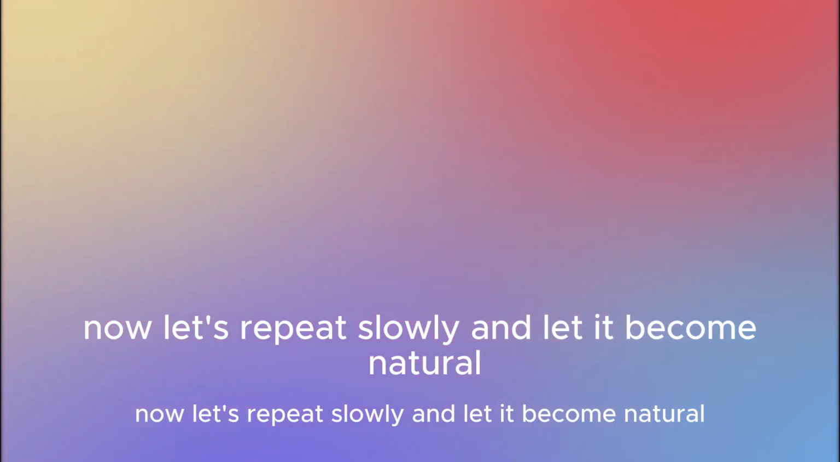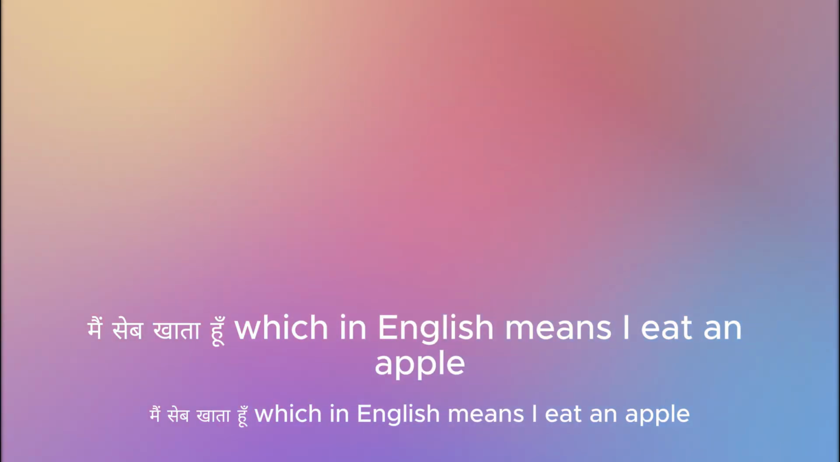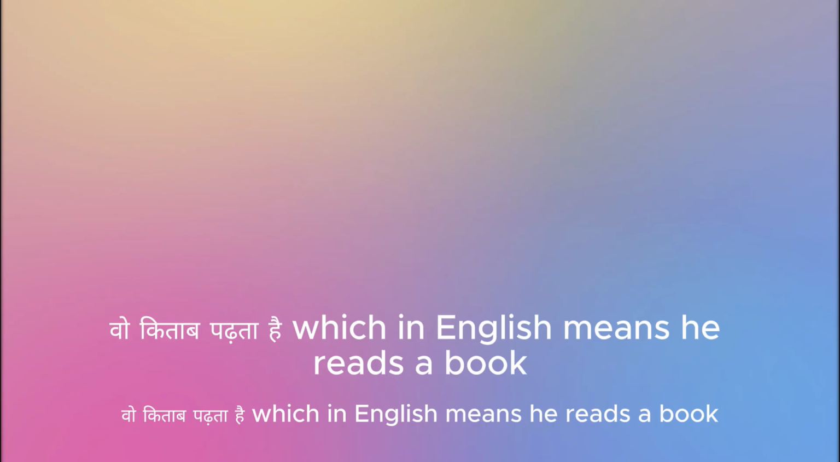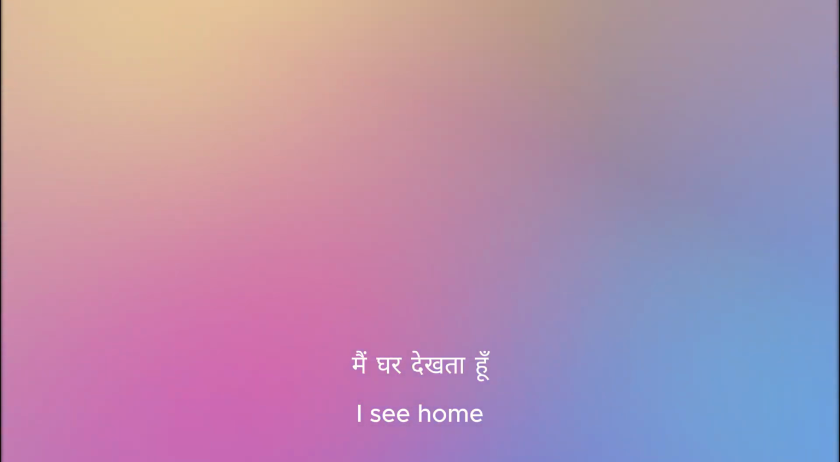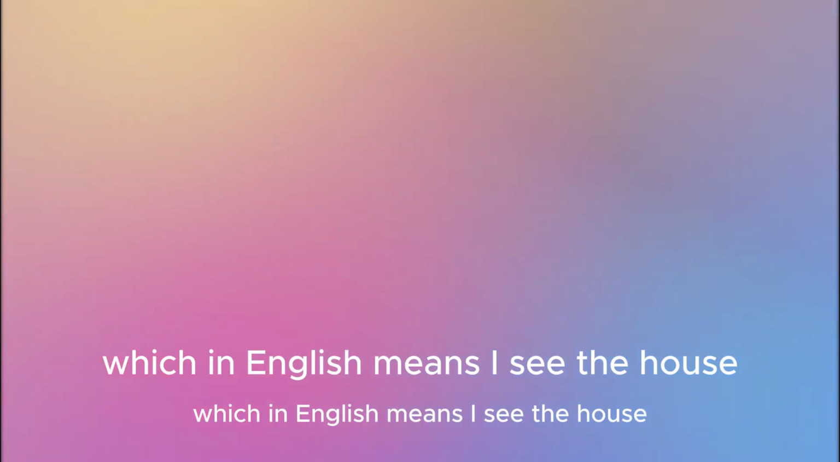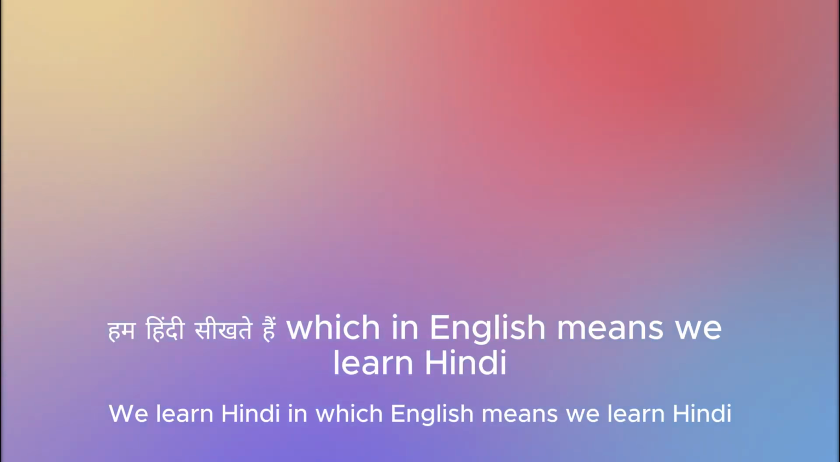Now, let's repeat slowly and let it become natural. मैं सेब खाता हूँ, which in English means I eat an apple. वह किताब पढ़ता है, which in English means he reads a book. मैं घर देखता हूँ, which in English means I see the house. हम हिंदी सीखते हैं, which in English means we learn Hindi.